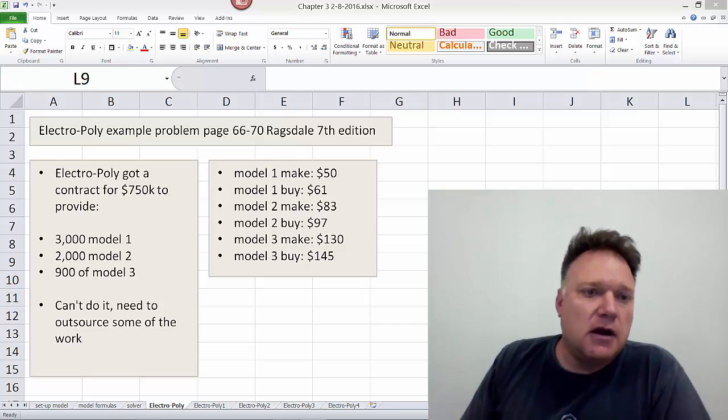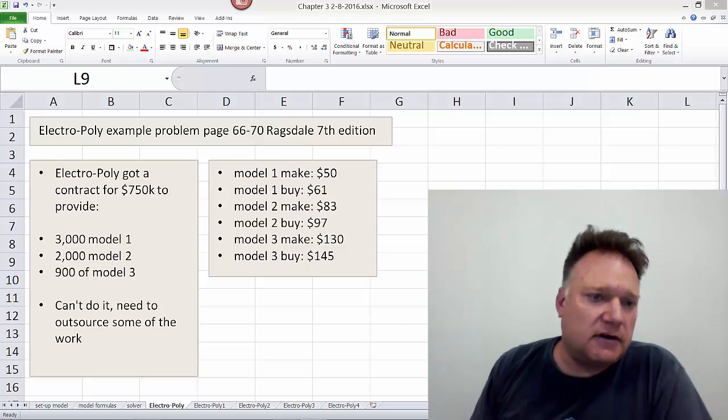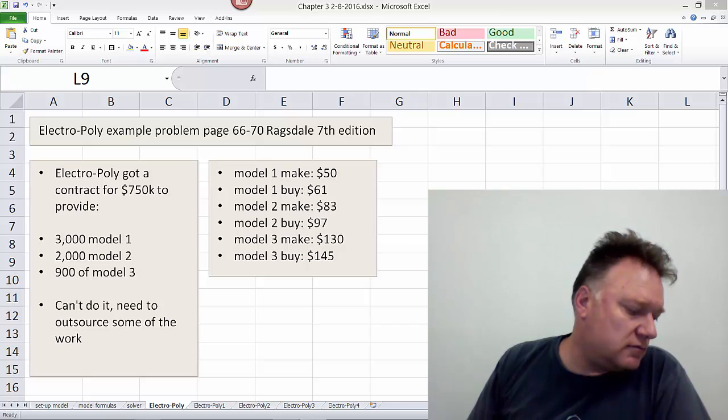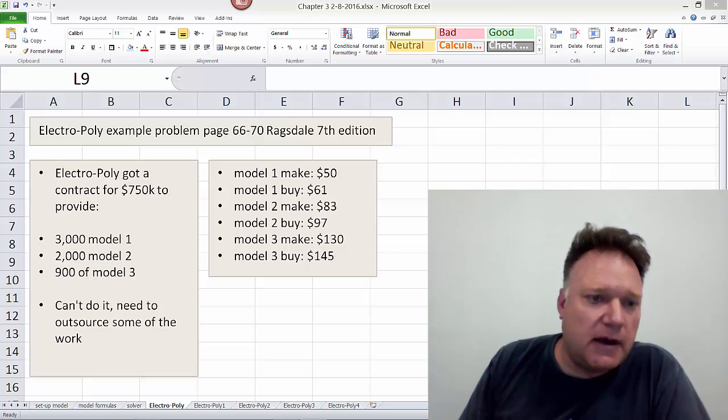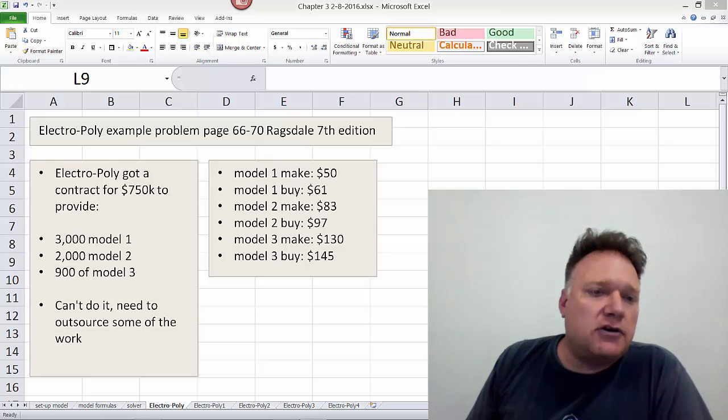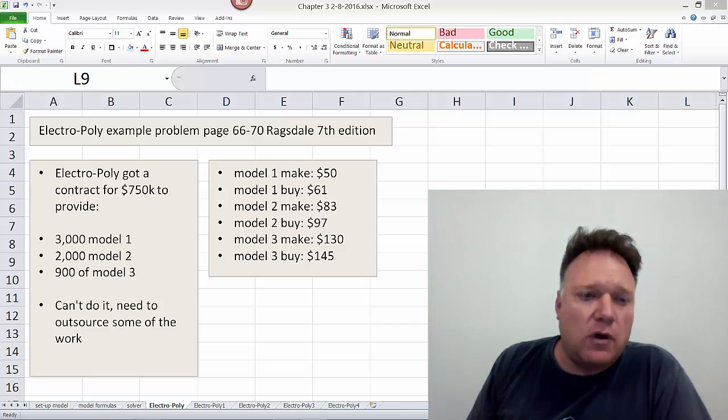So Electro-Poly, they got a contract for $750,000 to provide slip rings, and these slip rings are for the manufacturing of tank turrets, aircraft turrets, gun turrets. I don't know what it is. It doesn't matter. Their contract is for 3,000 of their Model 1s, 2,000 of their Model 2s, 900 of their Model 3s. The problem is they can't do it all. They need to outsource some of the work.